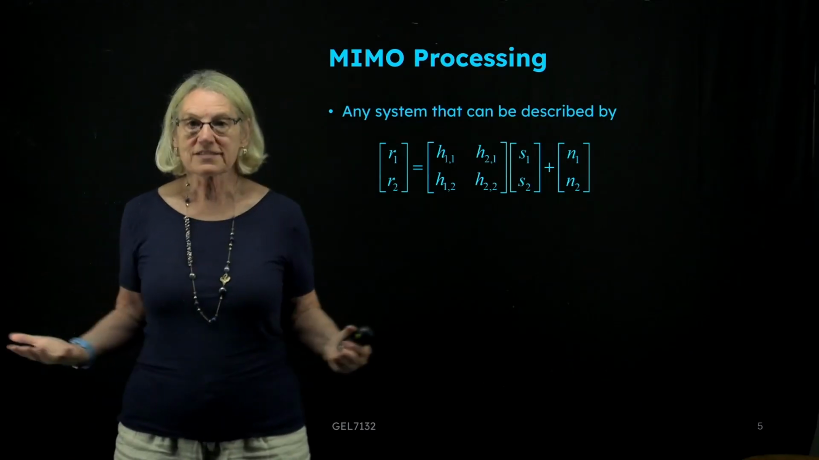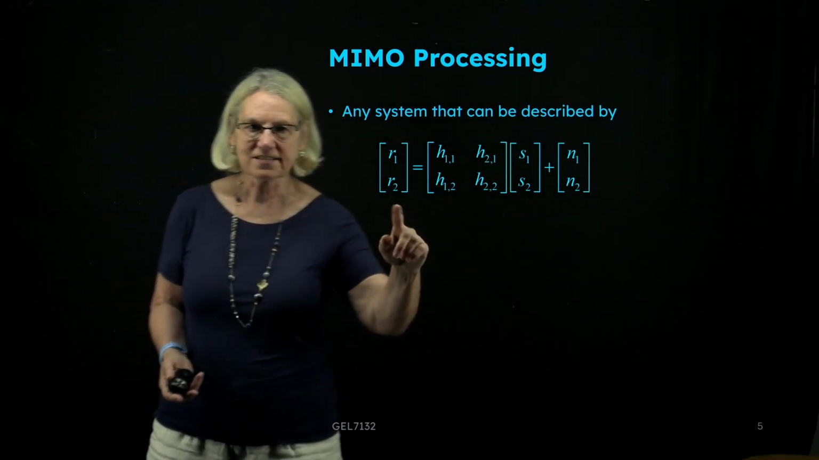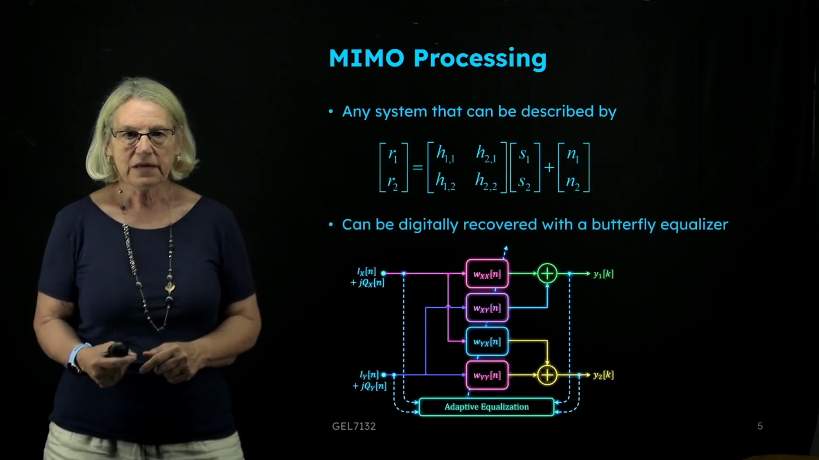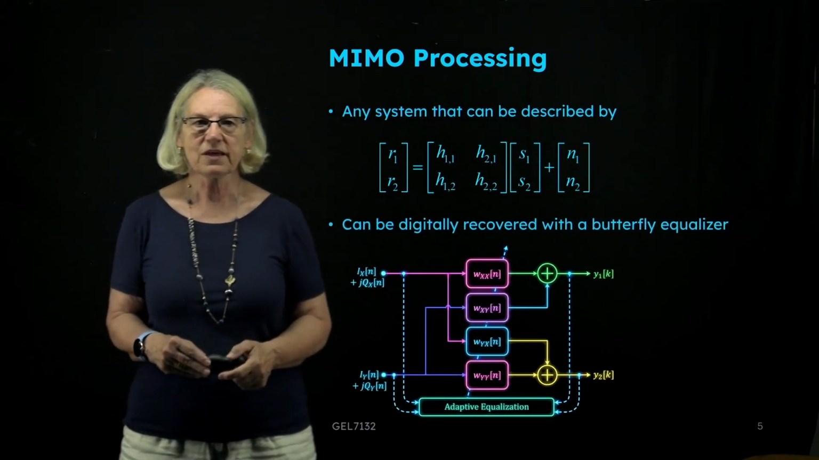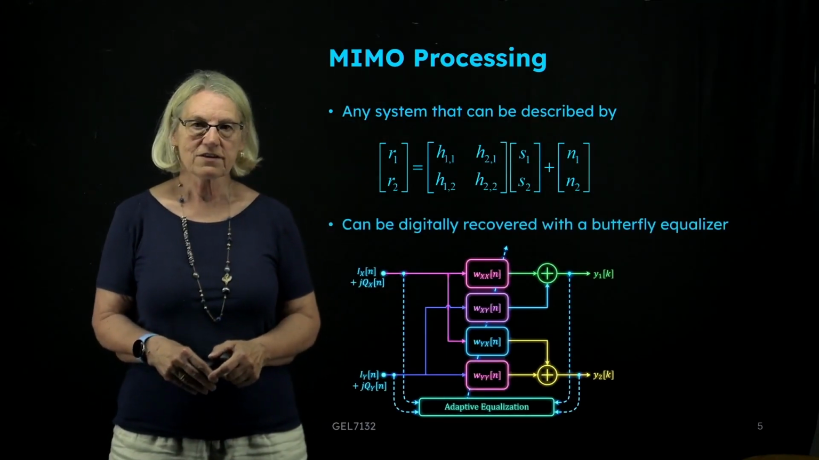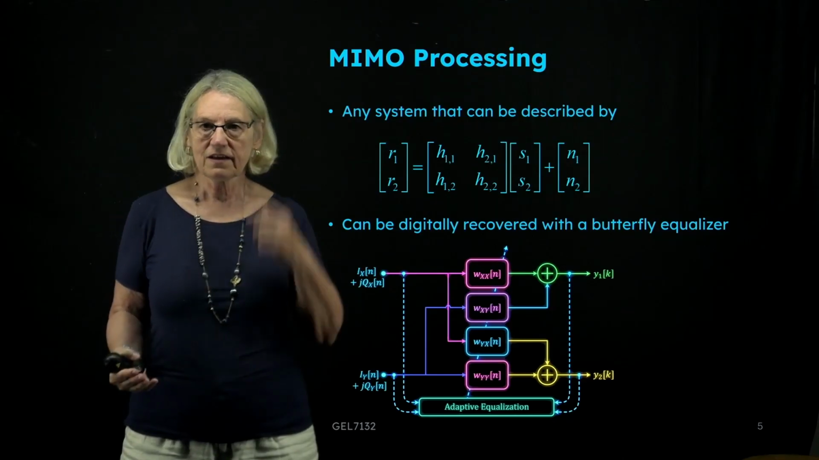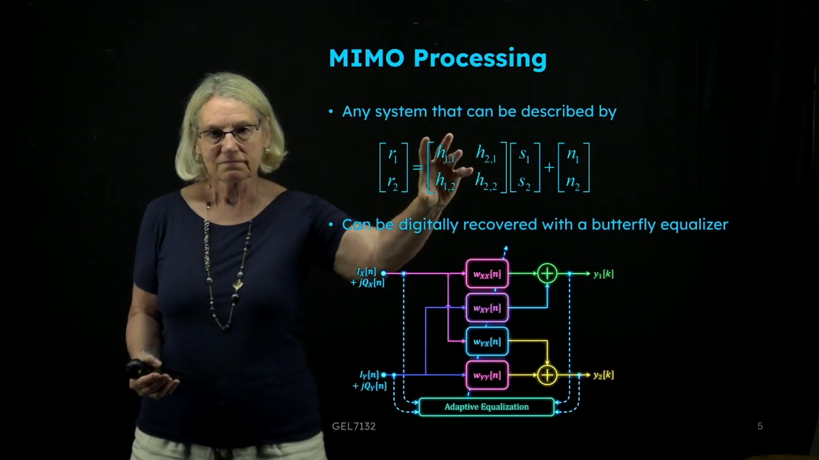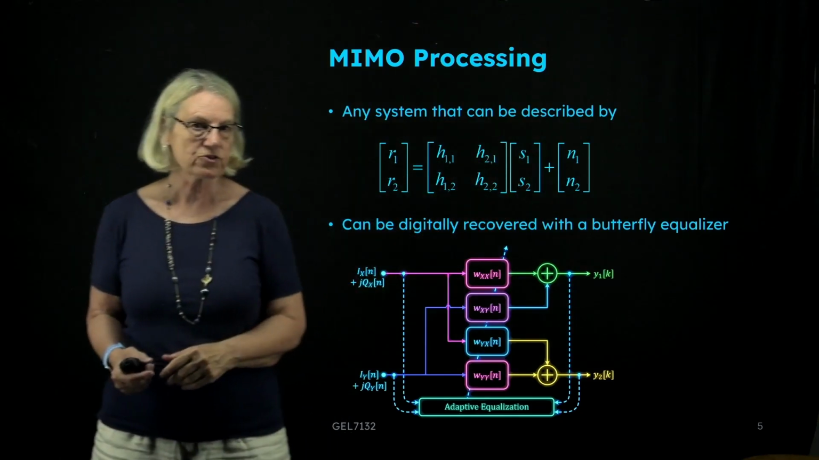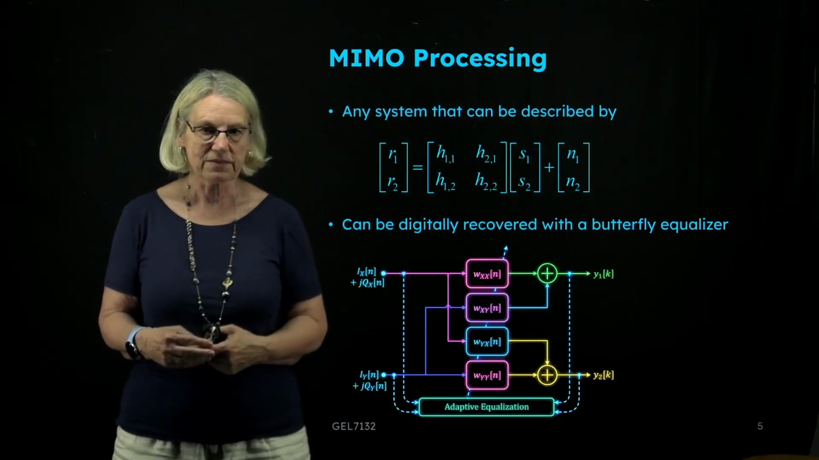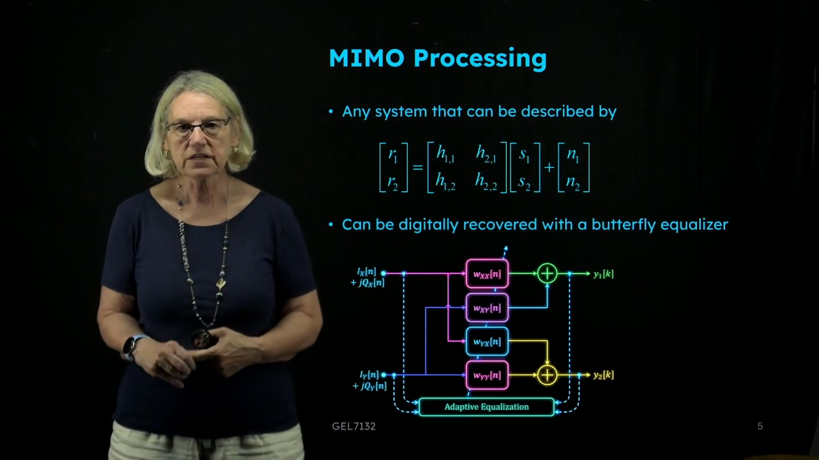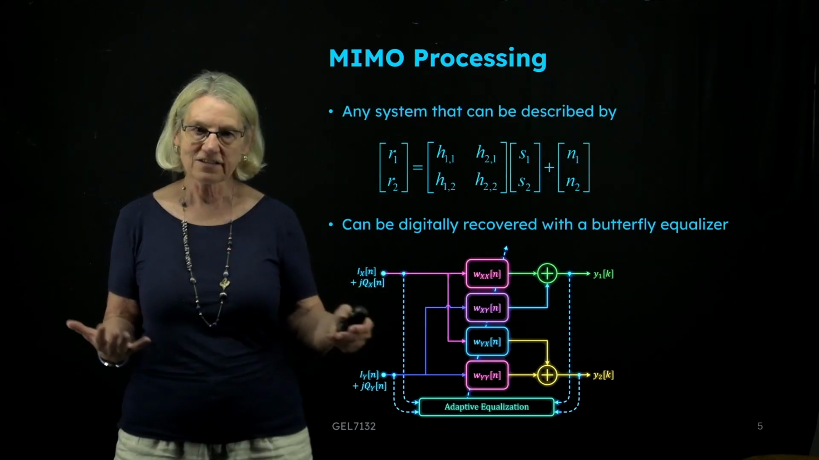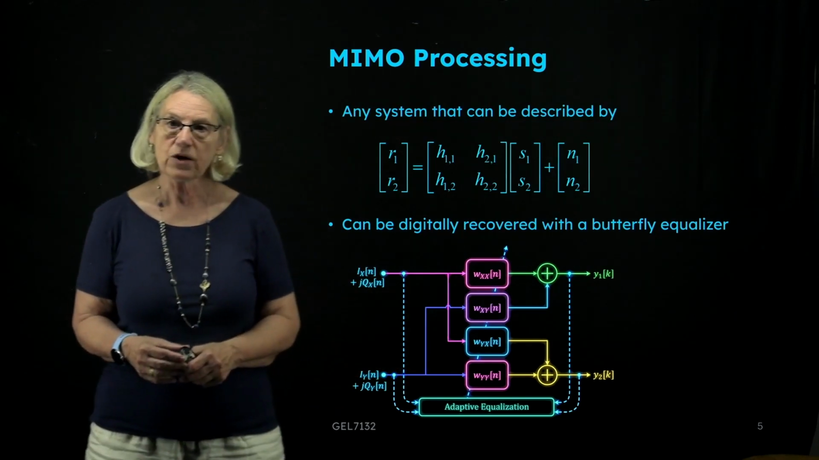So, MIMO processing, the idea is that any system that can be described by this set of equations can be digitally recovered with a butterfly equalizer. There are some constraints on the nature of this matrix for inversion, and I won't go into those mathematical refinements for now, but let's just say under certain conditions it can be inverted, and it can be inverted with what we call the butterfly equalizer.